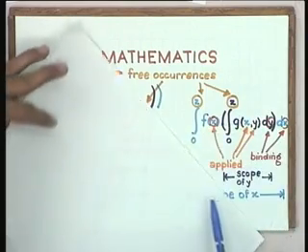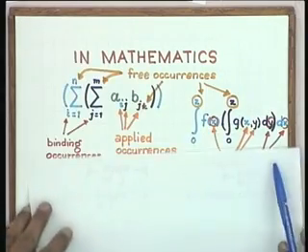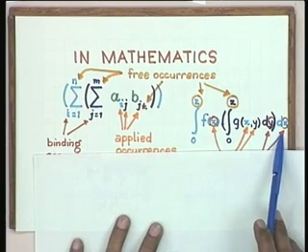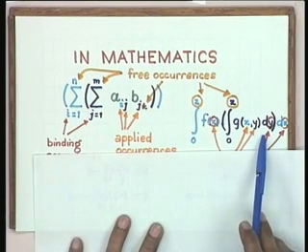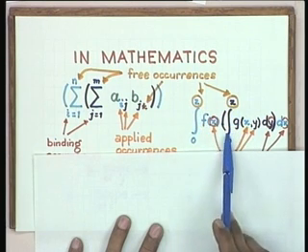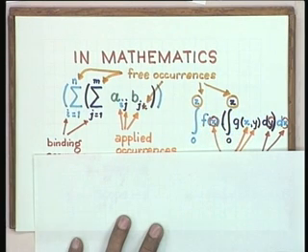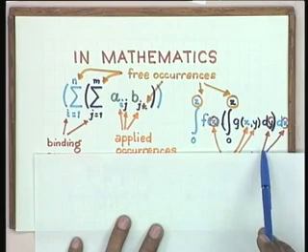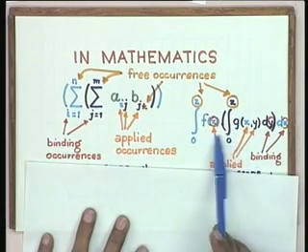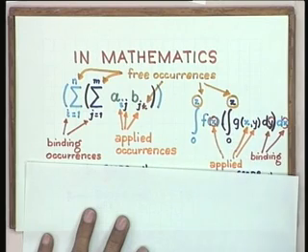Similarly, if you were to take this double integral, here the binding occurrences are dx and dy, of course with the appropriate integral symbols. The binding occurrences are dx and dy, and the applied occurrences actually occur before the binding occurrence. So, the binding occurrence appears after the applied occurrence.